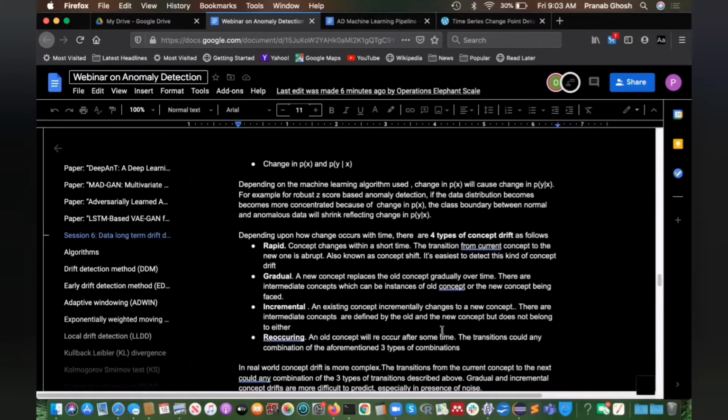And here I've given an example in anomaly detection. When P of X changes, for example, for a robust z-score based anomaly detection, what will happen is that the boundary for normal data will change. So you have to rebuild the model.